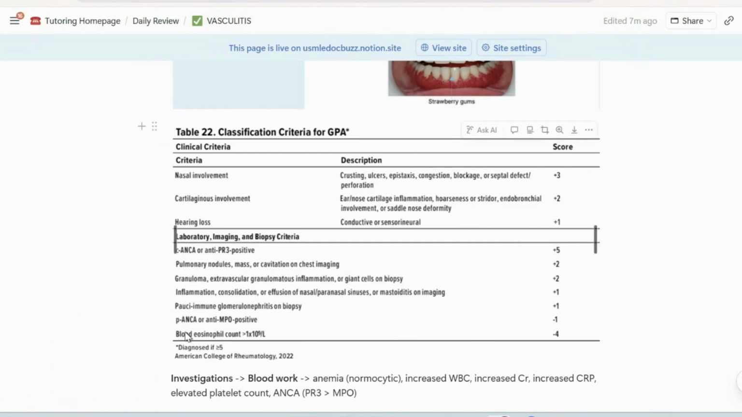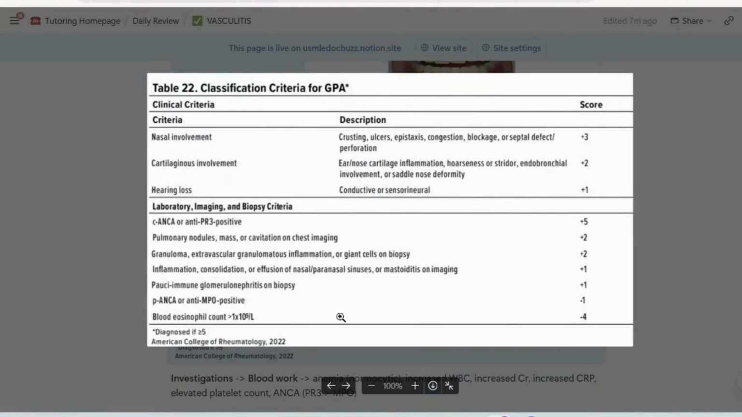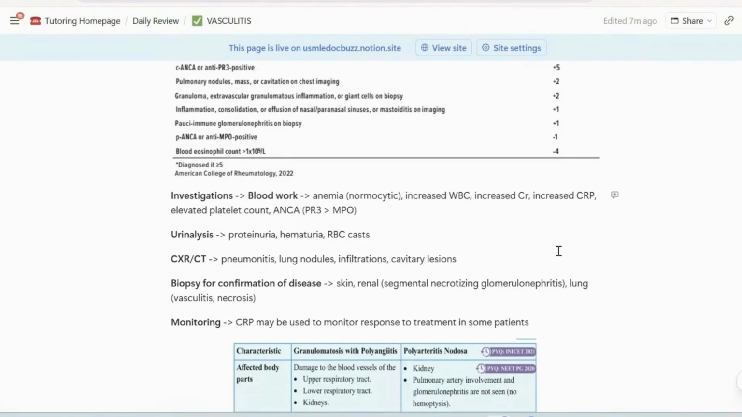And you see blood eosinophil count, right? Less than 1, because they don't want you to diagnose this as eGPA, right? They want you to diagnose this as GPA. Investigation. We've understood most of this, so we're good.